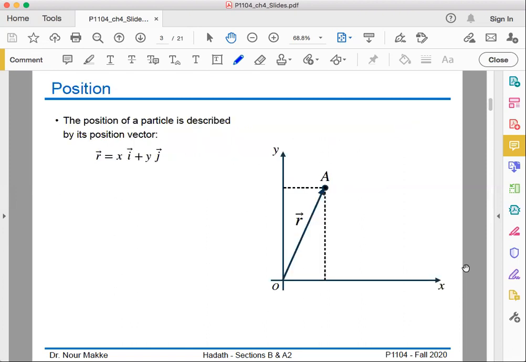Whenever we want to describe the motion of a given object, whether in 1, 2, or 3 dimensions, it doesn't matter, we all know by now that we need the position. It's the basic and the most fundamental variable that we will use to define all the other variables. So consider that you have a particle that is moving in a space.